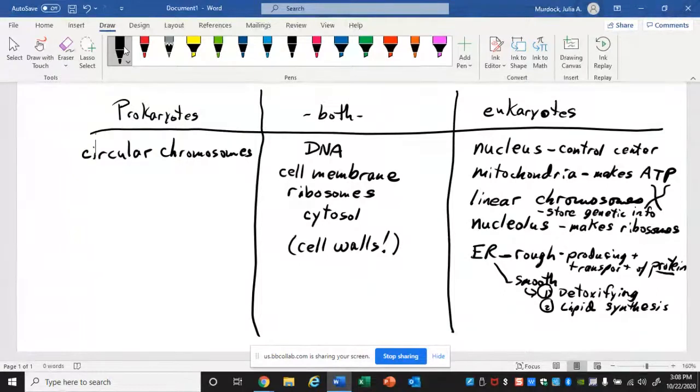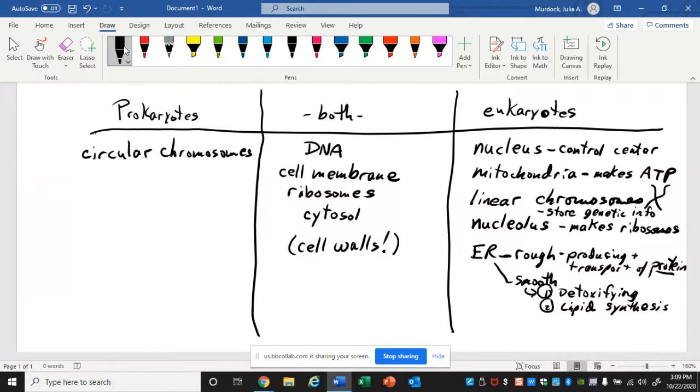But that's good. Okay. There's not much in prokaryotes, is there? A prokaryote is a cell membrane with ribosomes and cytosol. They do have cell walls and they have DNA, so they're able to make their own proteins, and they do a form of glycolysis to make their ATP because they don't have mitochondria. But more than that, there isn't a whole lot else there.